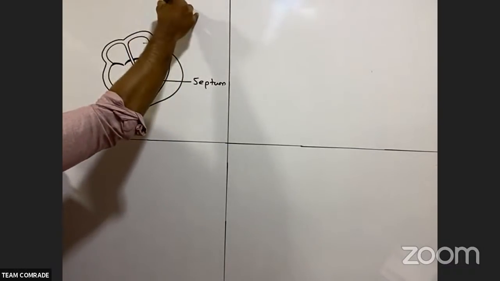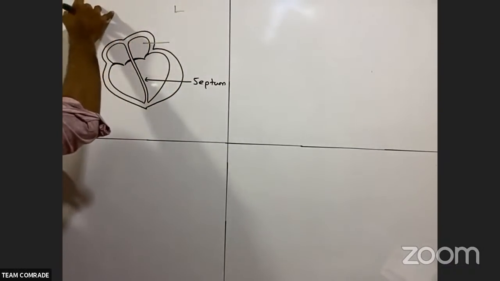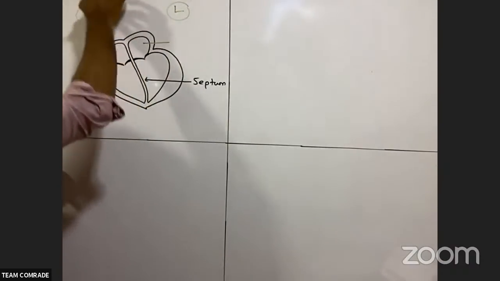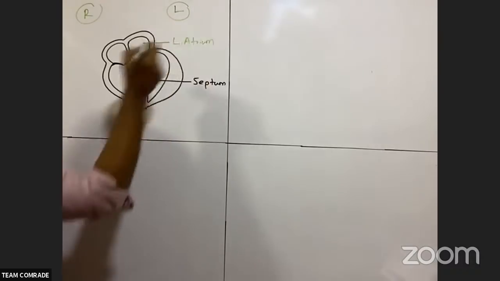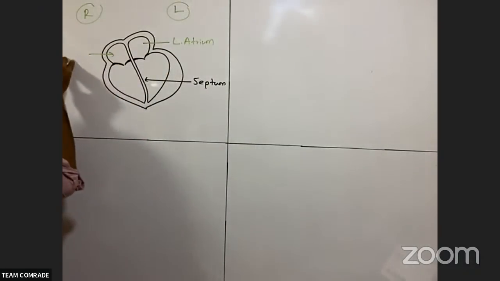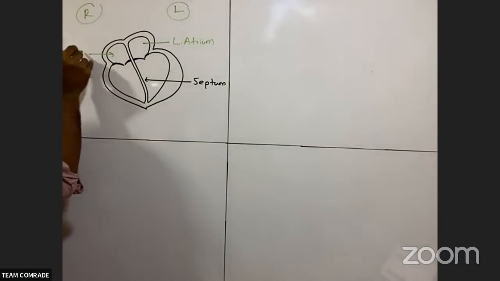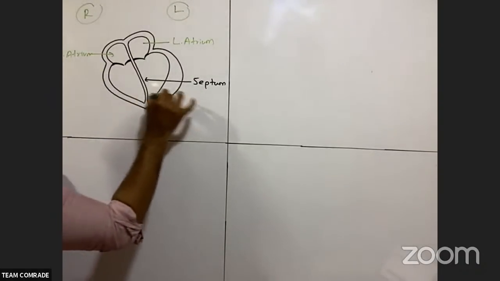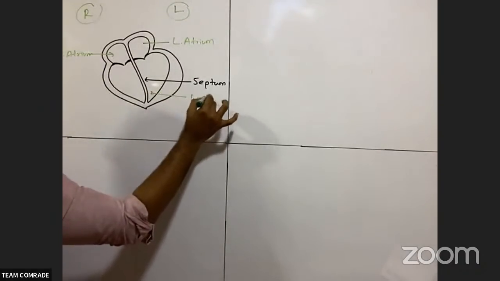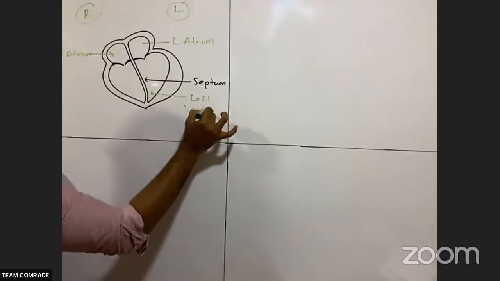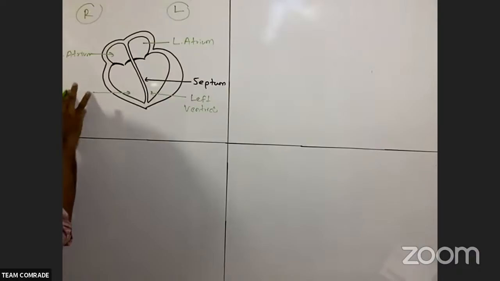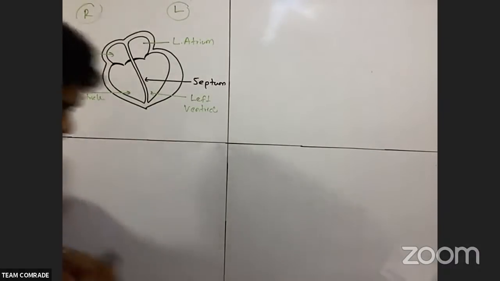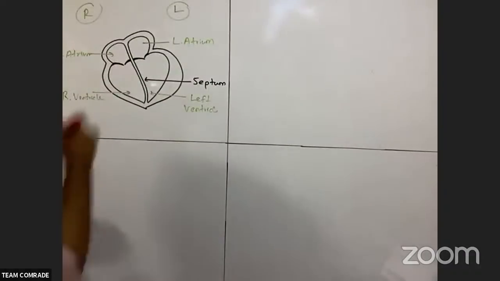So this, you know, is the left side. This is the right side. So this is what we call left atrium, and this is what we call right atrium. Tell with me, atrium. And this is what we call left ventricle. Ventricle. This is what I call right ventricle.